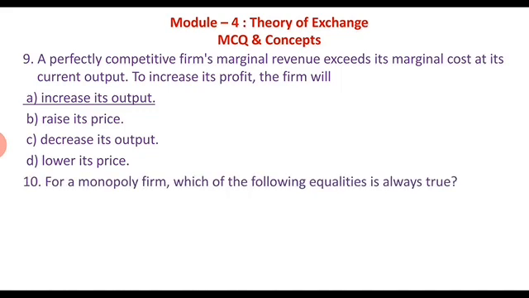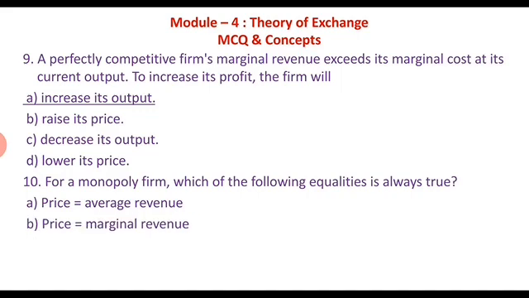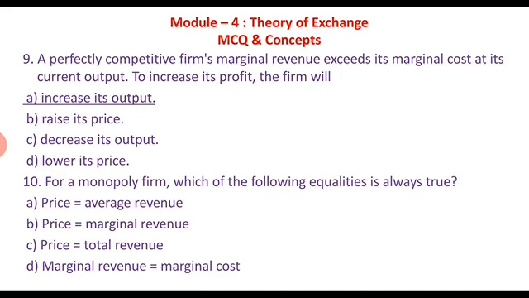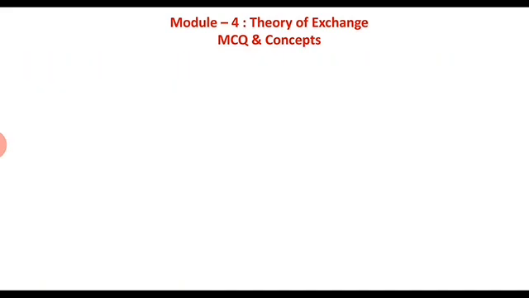10th question. For a monopoly firm, which of the following equalities is always true? A. Price is equal to average revenue. B. Price is equal to marginal revenue. C. Price is equal to total revenue. D. Marginal revenue is equal to marginal cost. Answer is price is equal to average revenue.